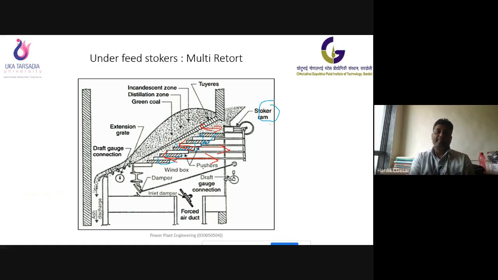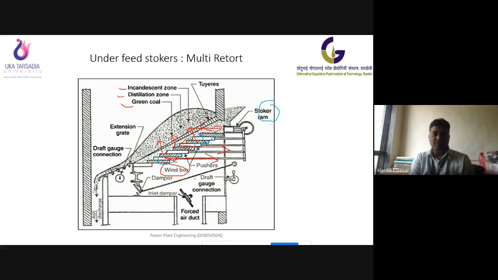So the even distribution of coal is ensured by the motion of this retort. Your coal will move in this direction, then obviously you will have the distillation zone and incandescent zone. And you have these two zones over here. This is your wind box.